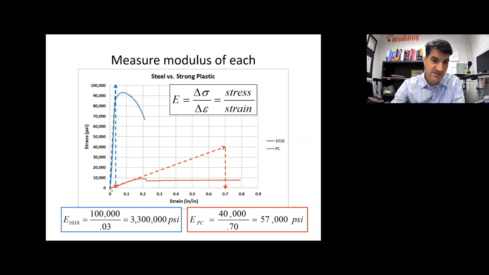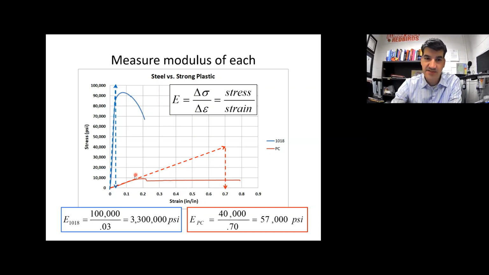Just to make the numbers a little bit easier, I extended this linear region out to here, and I find that I would get 40,000, and if I drop a line straight down from there, I'd get 0.7. So if I take the change in stress divided by the change in strain, you'd get about 57,000 psi.